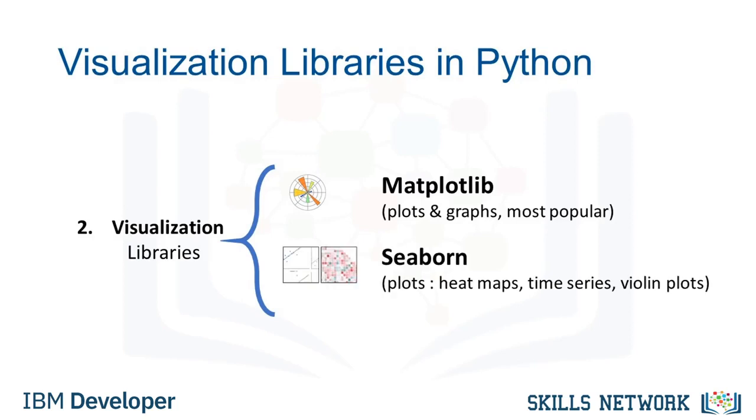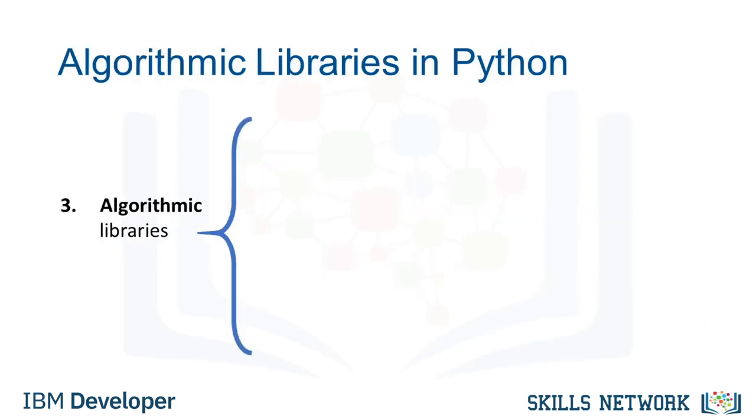Another high-level visualization library is Seaborn. It is based on matplotlib. It's very easy to generate various plots such as heat maps, time series, and violin plots. With machine learning algorithms, we're able to develop a model using our data set and obtain predictions. The algorithmic libraries tackle some machine learning tasks from basic to complex.